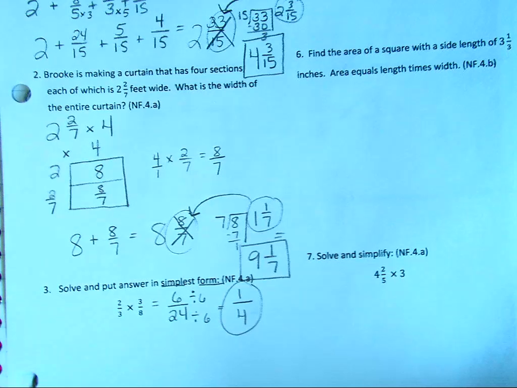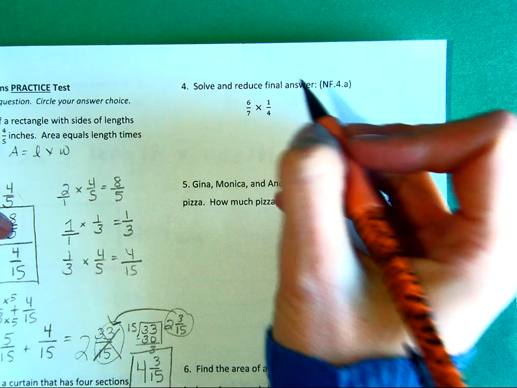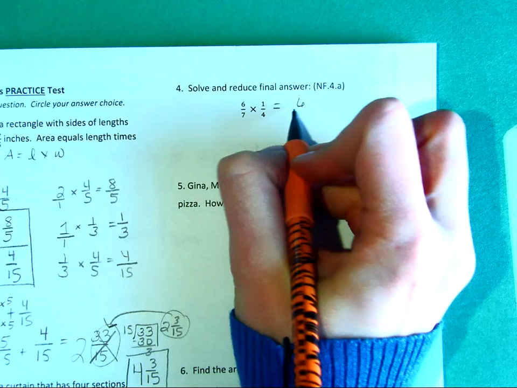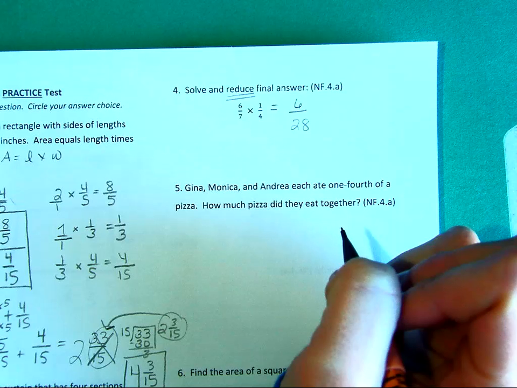Number 4, solve and reduce final answer. Because it's a fraction by fraction, I can multiply my numerators. 6 times 1 is 6, and then my denominator, 7 times 4 is 28. But it says I have to reduce. That means you're putting it in the simplest form. So what will go into 6 that will also go into 28? I know that they're both even numbers, so I can start with that.